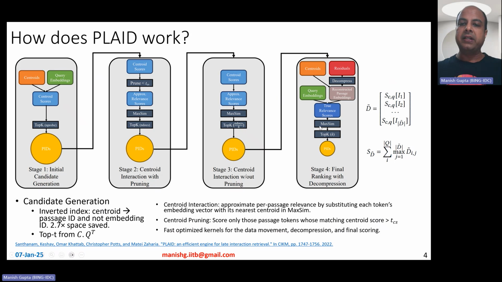Okay. Now, a little note: across these various stages, when you're doing computations, they've designed fast optimized kernels for data movement, decompression, final scoring, all of them, which makes these stages even faster. So they've done a bit of CPU and GPU optimizations, kernel optimizations, just to make it even faster.